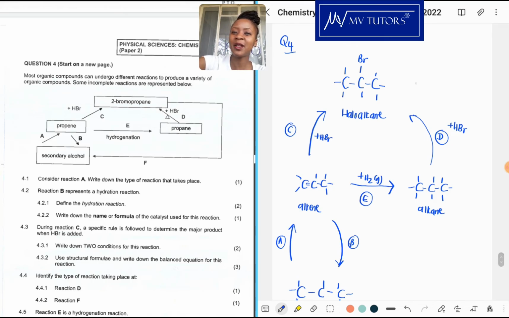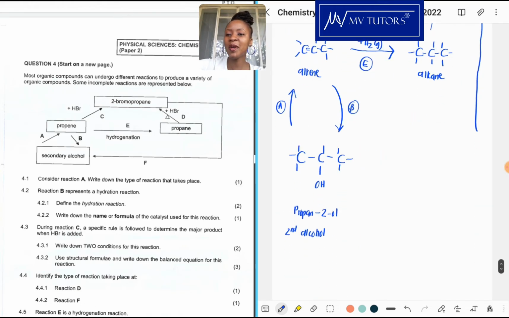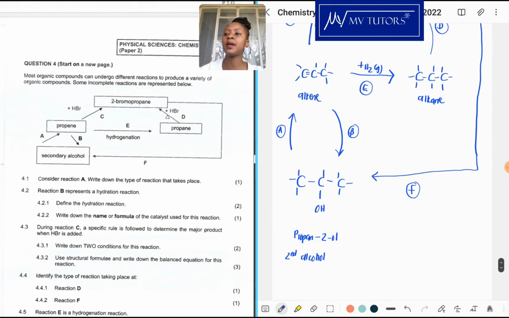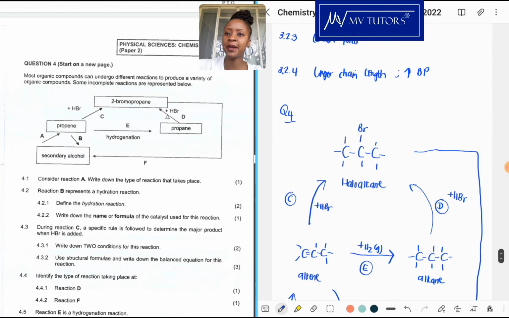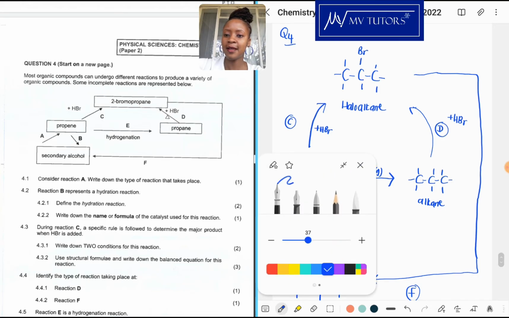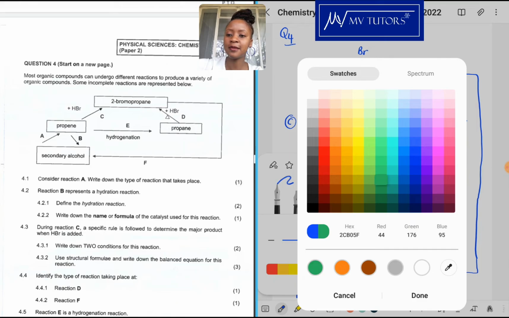And then we go from the haloalkane all the way down there, and that is F. So we went from a haloalkane all the way to an alcohol. Okay, now with a different colored pen, let's choose green. Green looks nice.